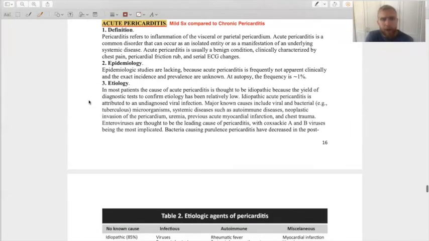You don't see an acute pericarditis too often. Chronic is far more likely.